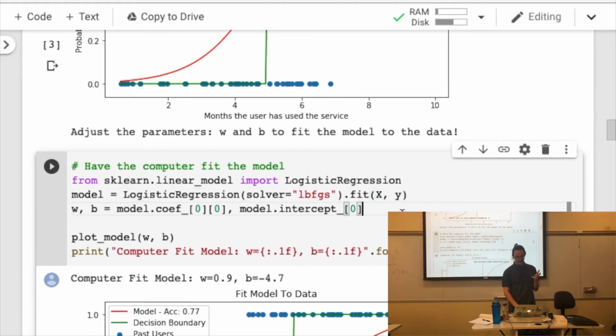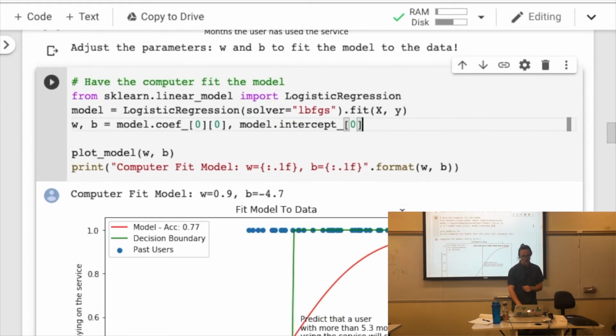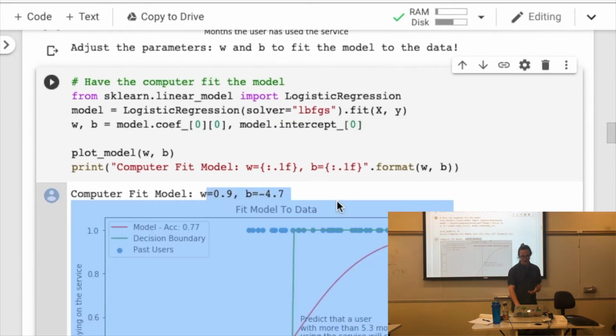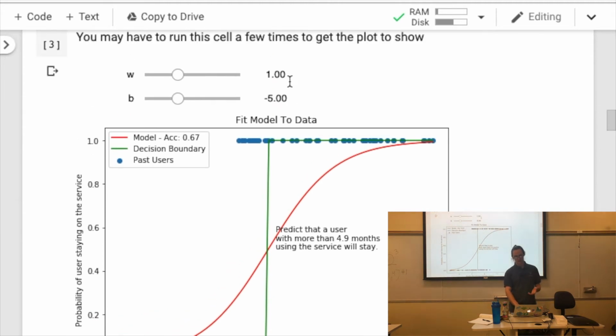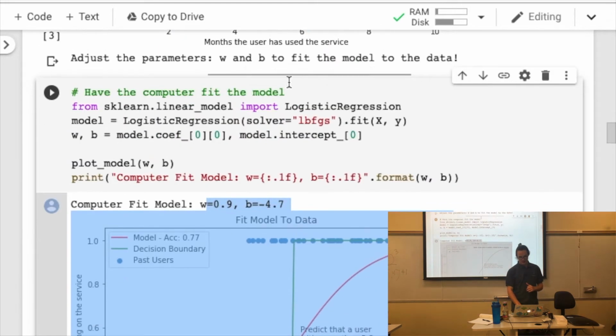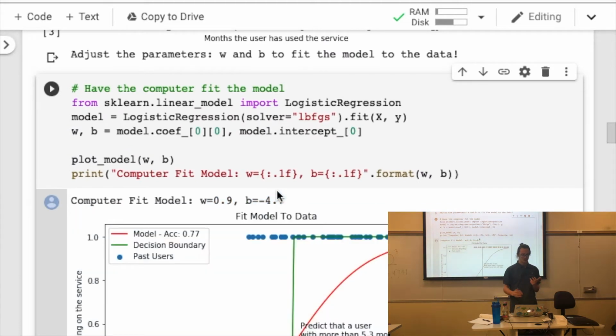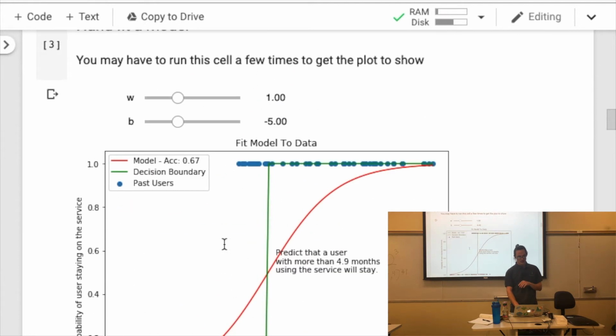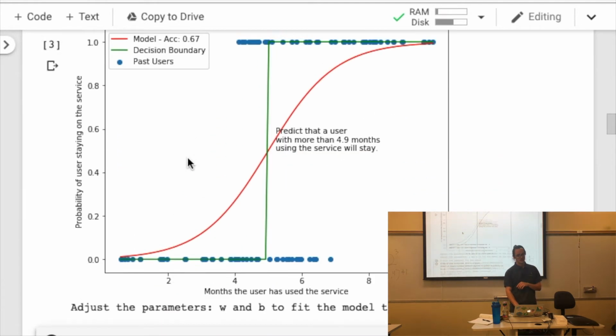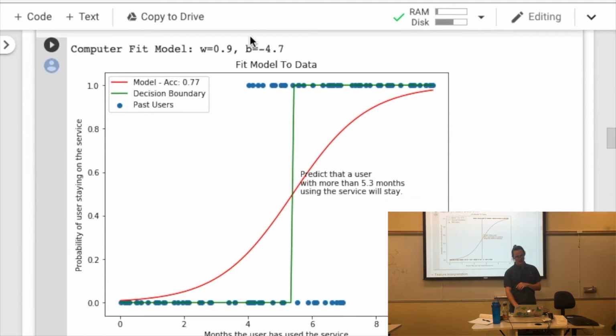And remember yesterday, I showed you how you could get your coefficient and intercept. So I'm printing out my W and B. Up here, when we tried to pick a decent W and B, we chose 1 and -5. Now we can see what the computer chooses. The computer chooses 0.9 and -4.7, so pretty good. But also notice that with the parameters we chose, we got 0.67 accuracy, and the computer got 0.77 accuracy. So obviously the computer did a little bit better than us.